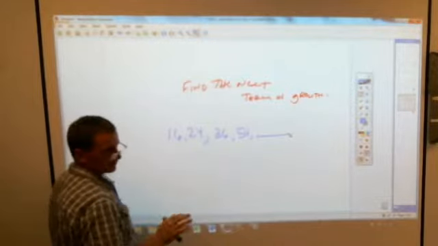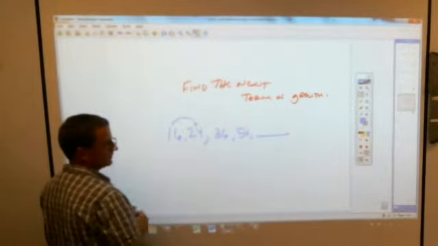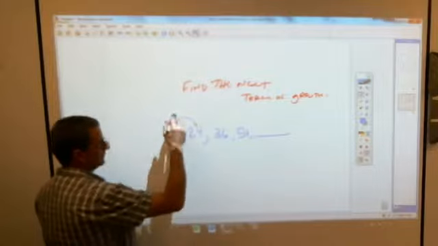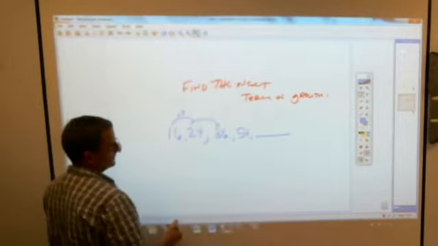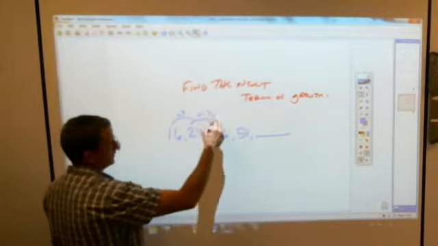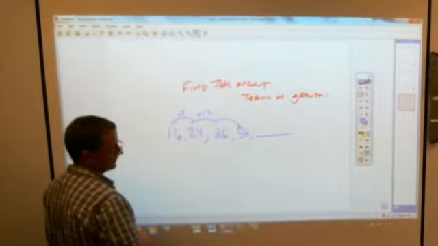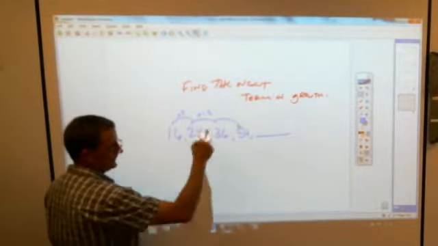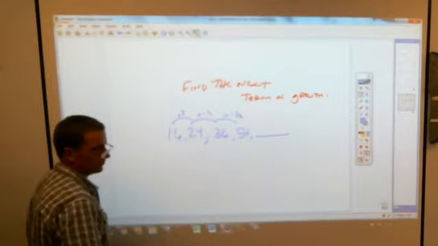Well, here's what confuses people. To go from 16 to 24, you add 8. But to go from 24 to 36, you add 12. And then to go from 36 to 54, you add 18. How does that work? How do you know what's going on there?